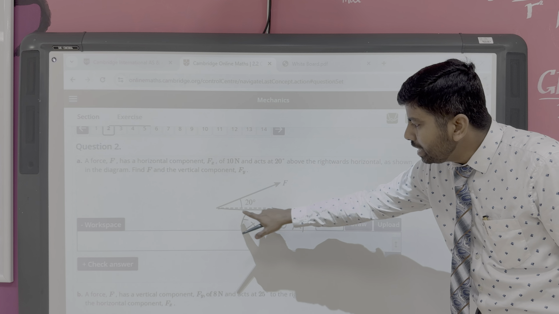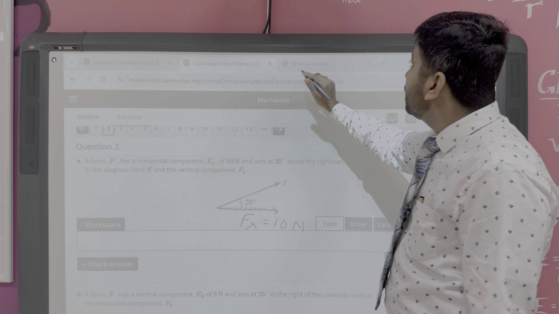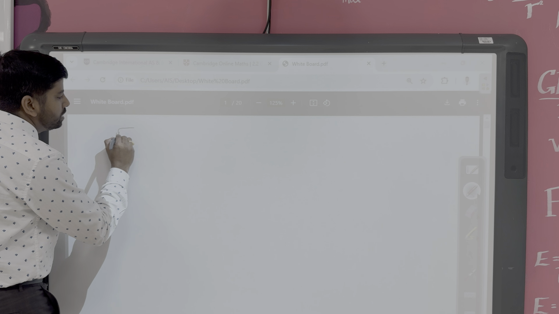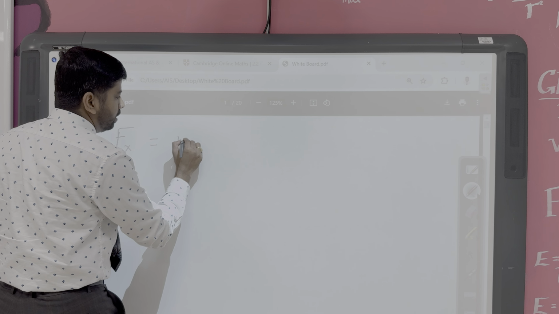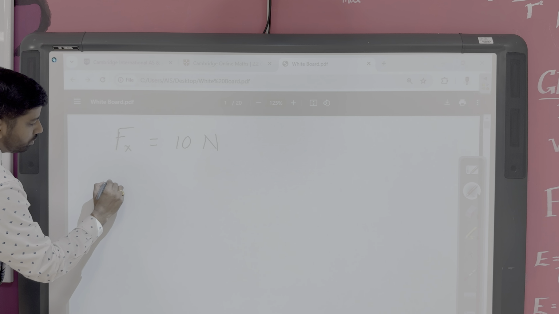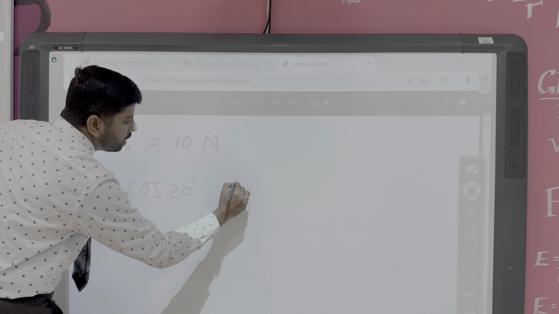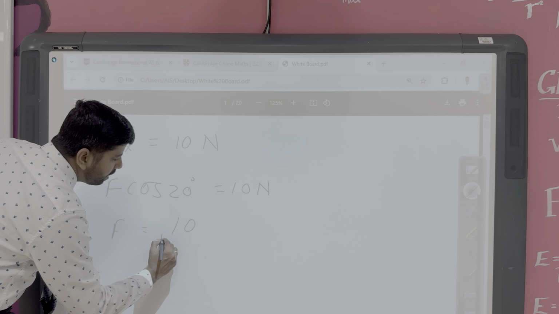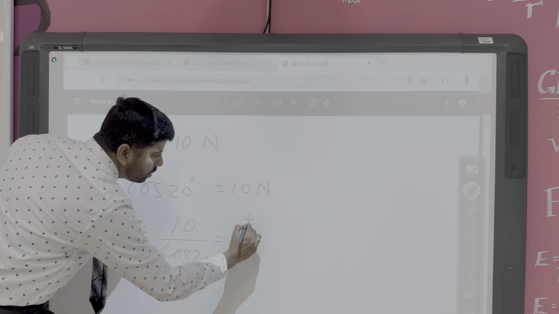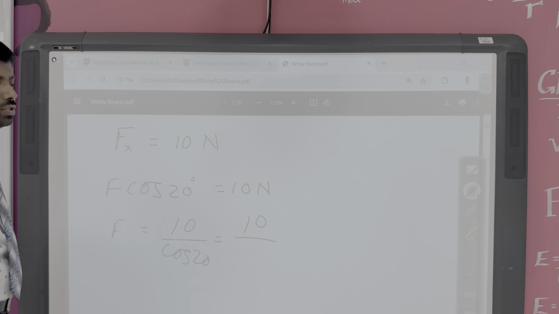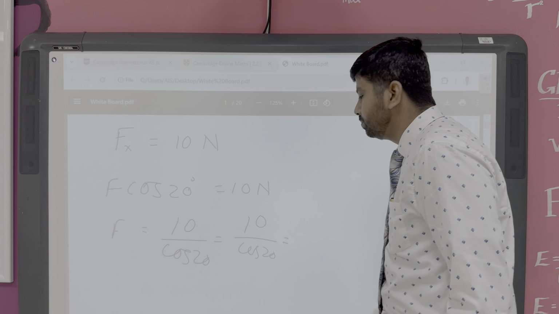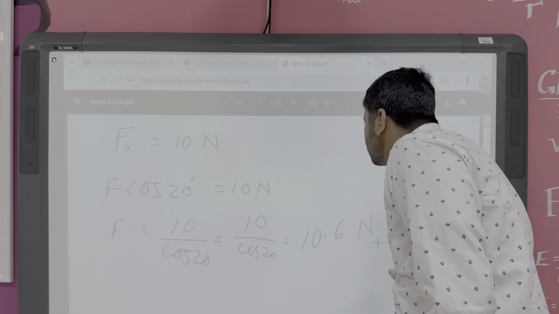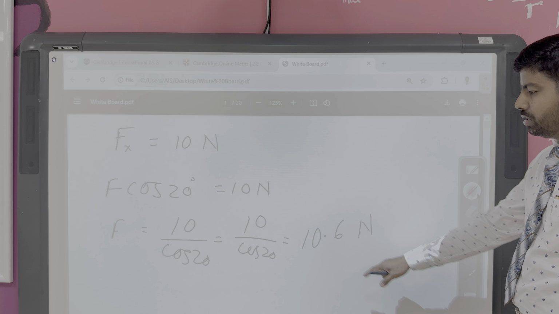So it is a horizontal component, X direction is given. Fx is 10 Newton. So in the question it is given that its X component is 10 Newton. So then F will be how much? F cos 20 degree is 10 Newton. So if you want F, then this 10 should be divided by cos 20. So 10 divided by cos 20, how much is it? Total is 10.64. We can take 10.6. So then this value of F is coming 10.6.